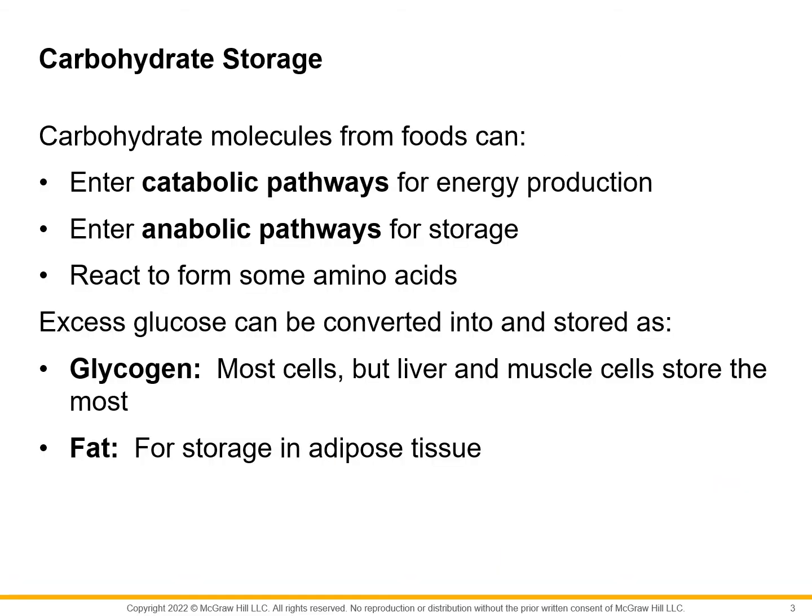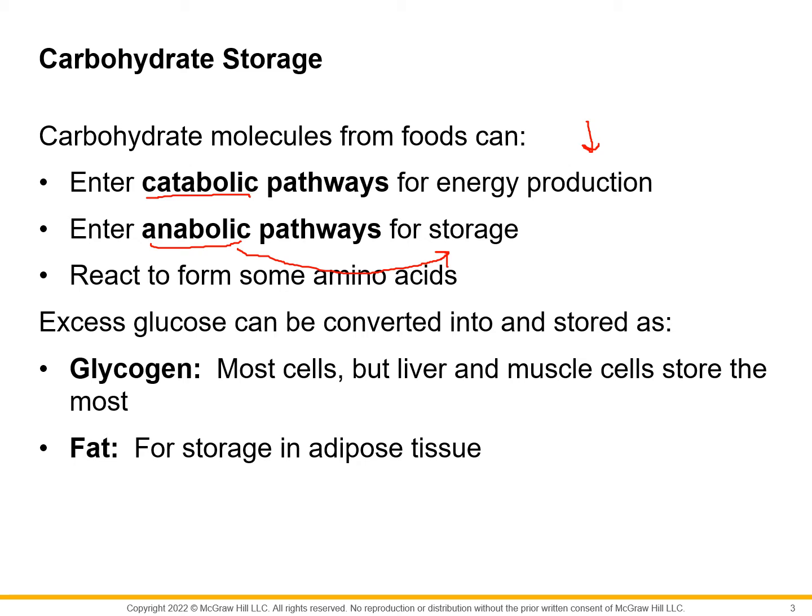So when we look at carbohydrates, again, carbohydrates are our main source of energy. We have catabolic pathways and anabolic pathways. Catabolic pathways break glucose, carbohydrates, down and they produce energy. We build them up for storage, right?